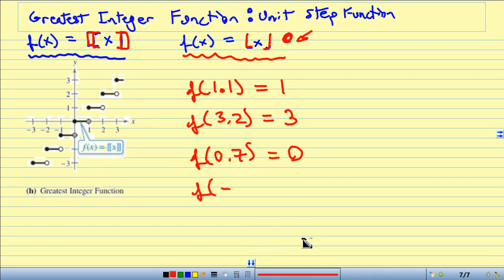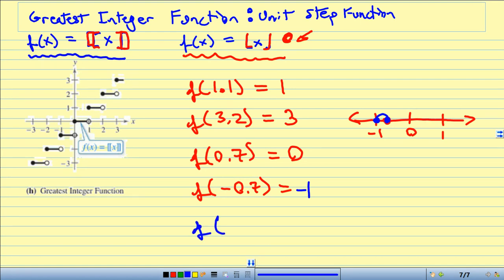What if I have f of negative 0.7? I'm not going to round that down to 0, because technically I'd be rounding it up. On a number line, here's 0, here's negative 1, here's positive 1. If I'm at negative 0.7, I'm right around here. So if I round it to 0, technically I'm rounding up. To round it down, I've got to take that to negative 1. So I round negative 0.7 to negative 1.